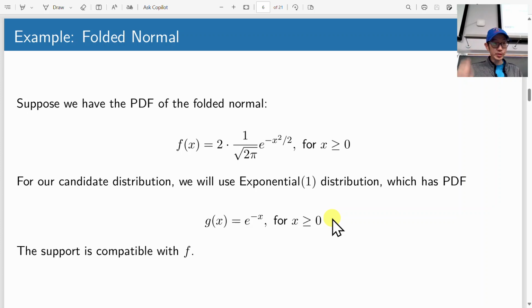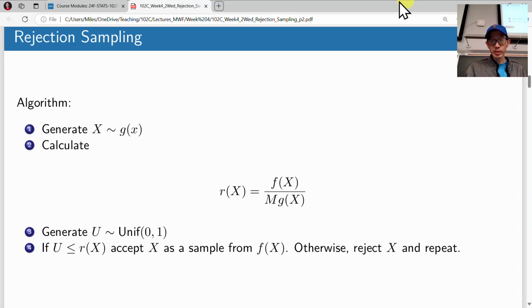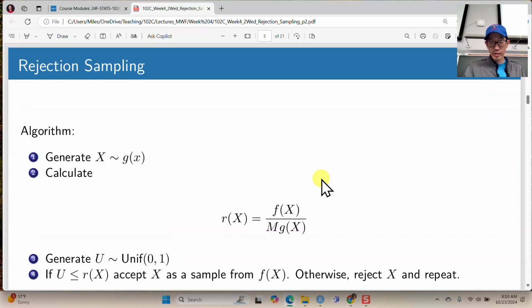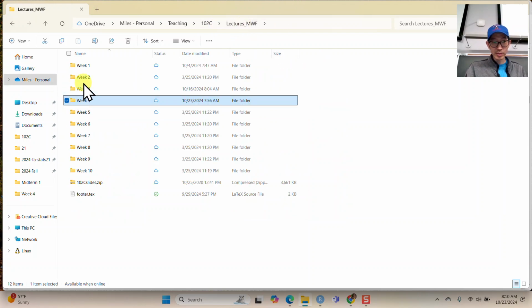So an example that we looked at is the folded normal. Actually, the first example that we covered last week is the beta distribution. I have animations to go with each of these things, so let me actually pull up last week's.